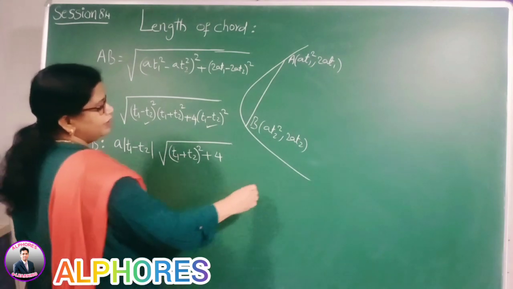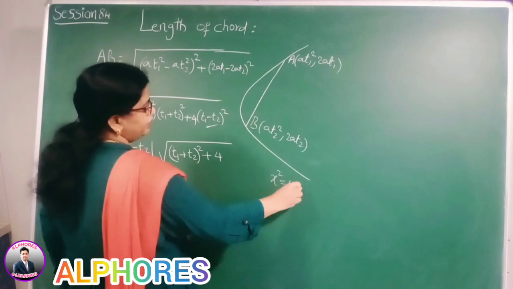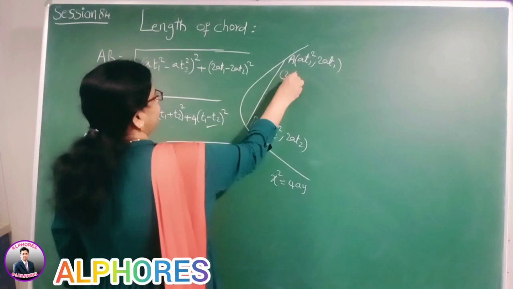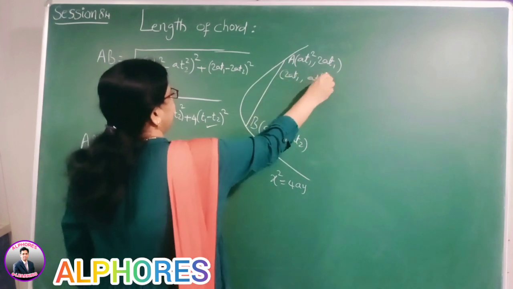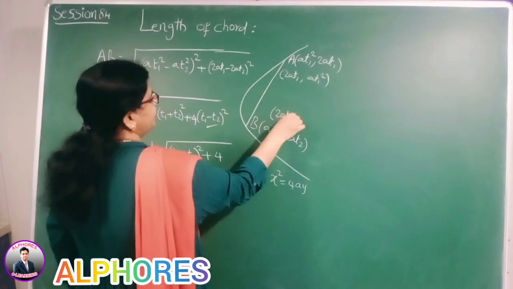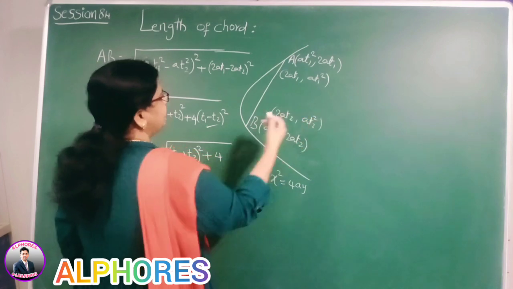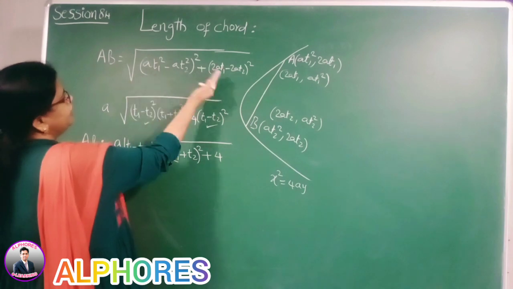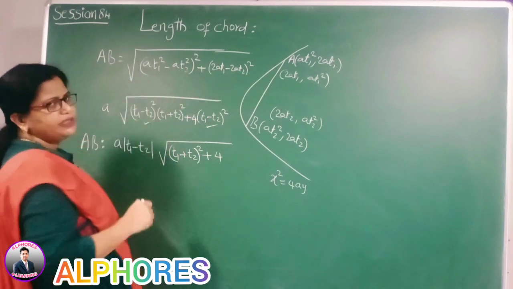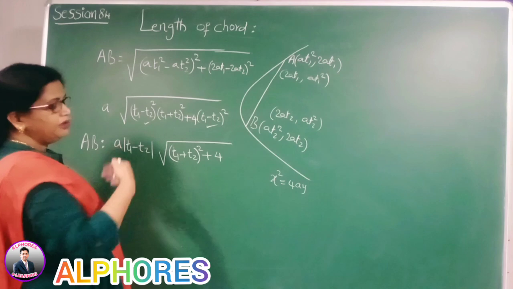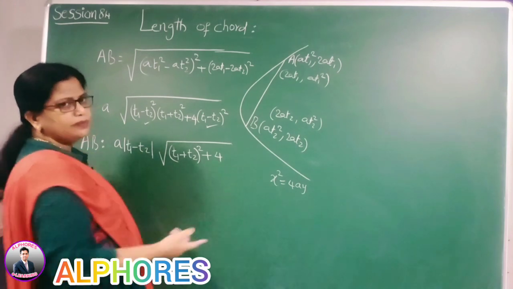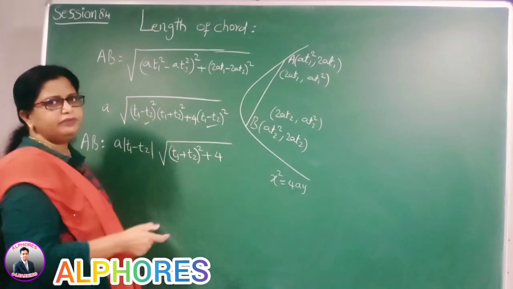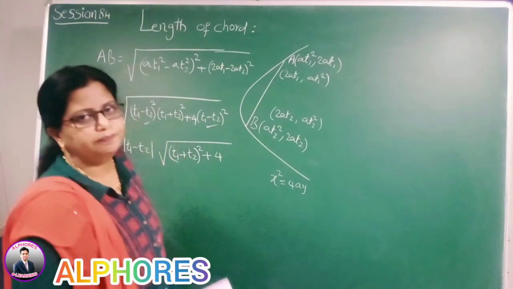Suppose you take the parabola x square is 4ay, then what about the parametric coordinates? These are 2at1 comma at1 square, and 2at2 comma at2 square. Then also you are going to use the distance formula, which just gives the reversed order, but the plus symbol is there anyhow, so the same formula you can apply for x square is 4ay also. Understand? So this is the length of chord formula we have derived. Next one.